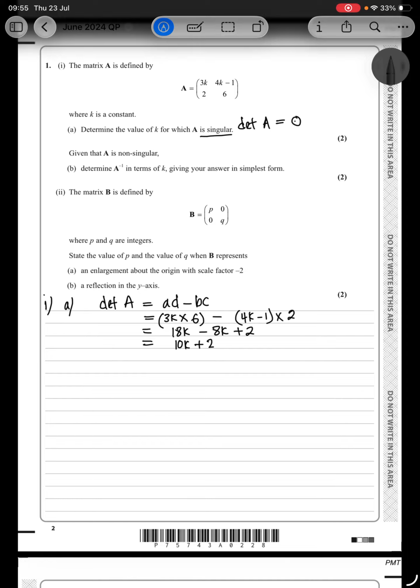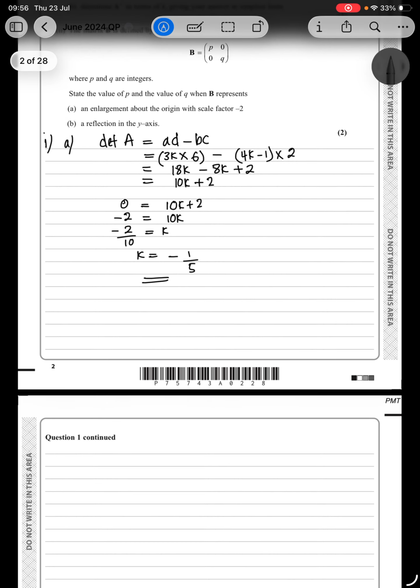And now we have to equate this to 0. Subtract 2 from both sides. Divide both sides by 10. Which simplifies to minus 1 over 5. And that's our answer to part 1, part A.